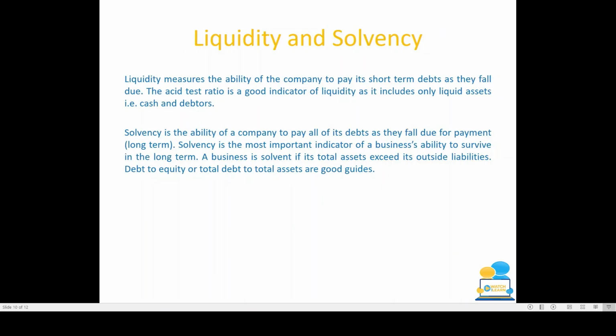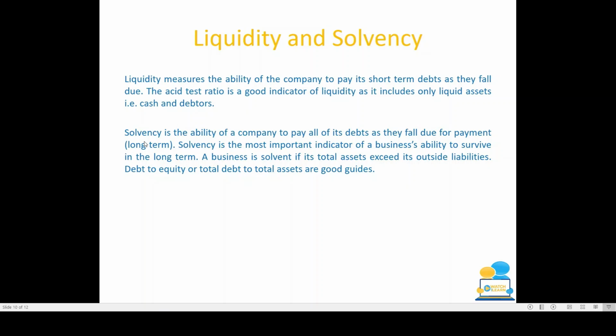Liquidity and solvency. Sometimes you might be asked, what is the difference between liquidity and solvency? So liquidity measures the ability of the company to pay its short-term debts as they fall due. And as we spoke before, the asset test ratio is a good indicator of liquidity as it includes only liquid assets, cash and debtors. Okay, so that's better than the current ratio because you don't include stock, which may be hard to change into cash quickly in some circumstances. And solvency: liquidity is short term, solvency is the ability of the company to pay its debts as they fall due for payment long term. So liquidity short term, solvency long term.